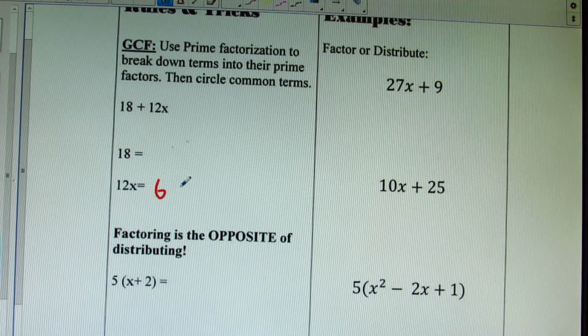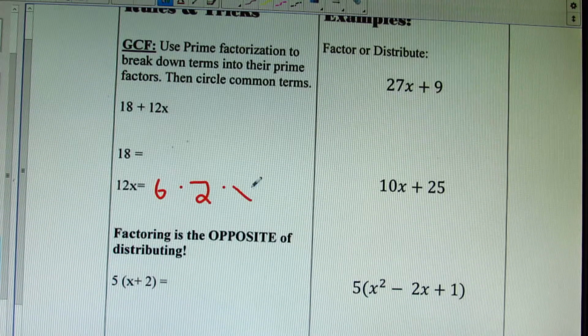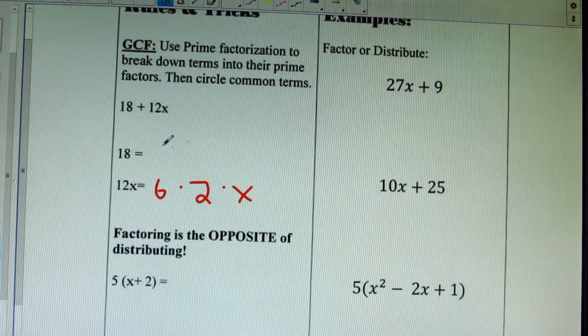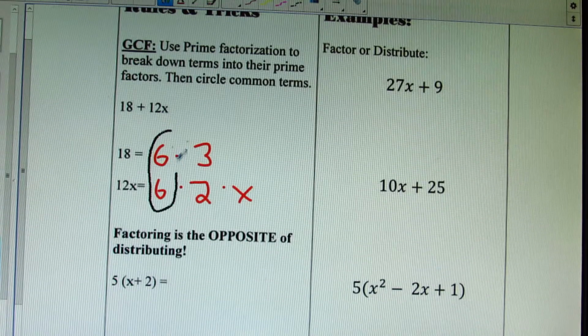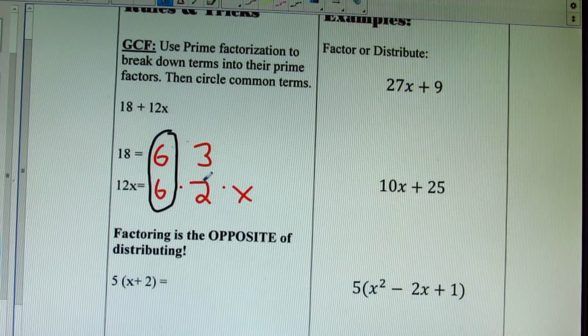So I'm going to write 12x as 6 times 2 times x. And I'm going to write 18, using that 6 again, as 6 times 3. I want them to have something in common. Here's where I circle the like terms, and now I'm going to write my finished expression as a distributing problem.